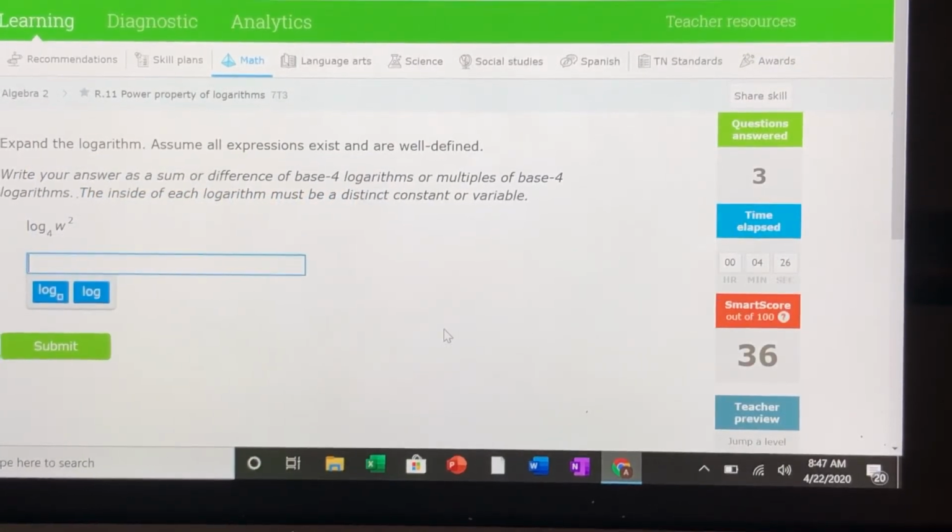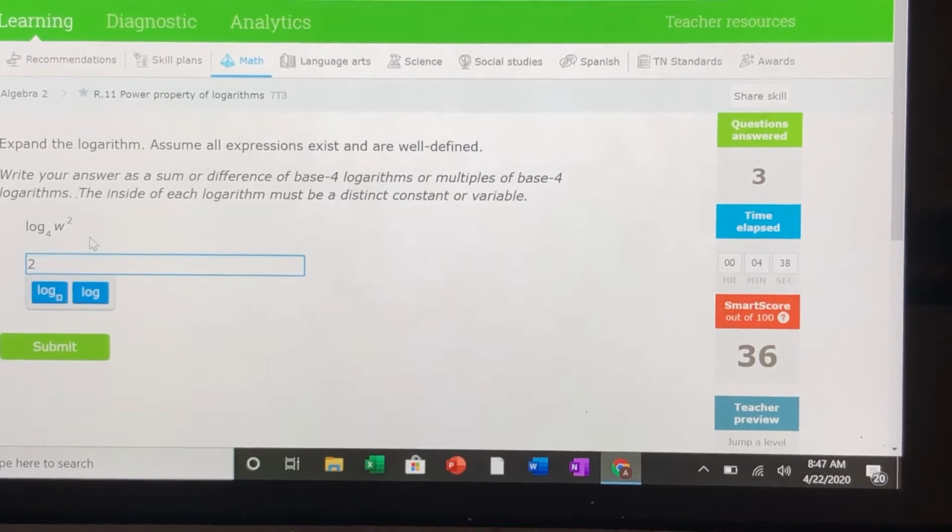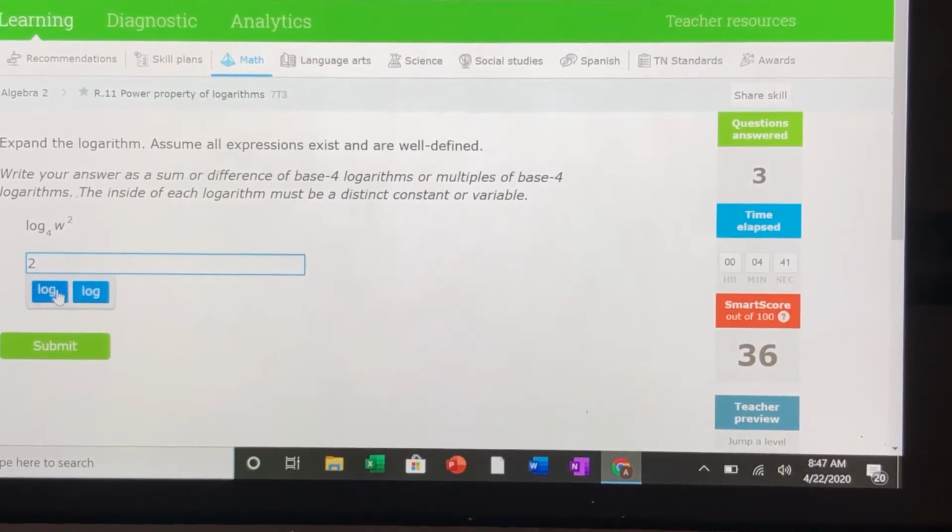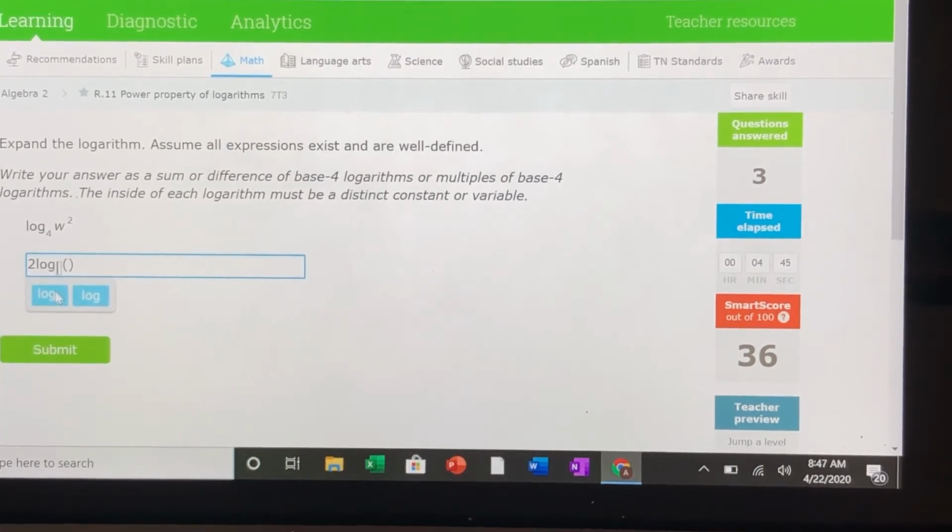All right, well, what's different about this one? This one just has a base that's not 10. That's not too bad. That 2, where does that 2 belong? It belongs out in front. So this is 2 times the log, but this time it's base 4 instead of base 10. So I'm going to click on this button because that will allow me to put in a base 4. So 2 times the log base 4, and then get into the other parenthesis, and that's where you put the w. So you see, it's not really any different. It's just that we had to put that base in there, that base 4. So I click submit.